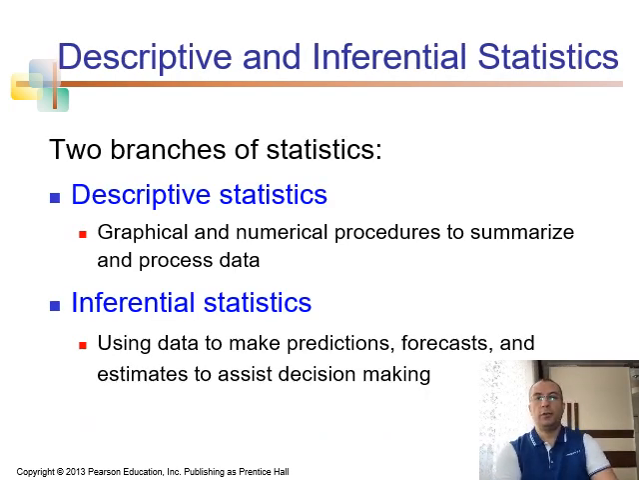So we have two types of statistics. For this course, we will start with descriptive statistics. Descriptive statistics is basics like graphics and numbers that summarize and process data. But for the project, we will do inferential statistics. Inferential statistics means conducting hypothesis testing, making predictions, forecasting the future. That is called inferential statistics.